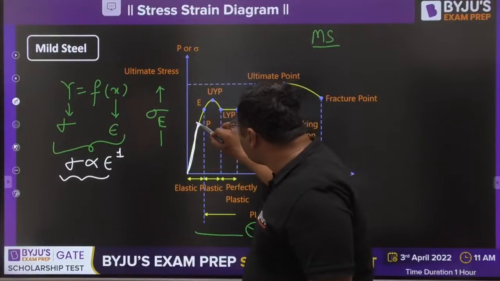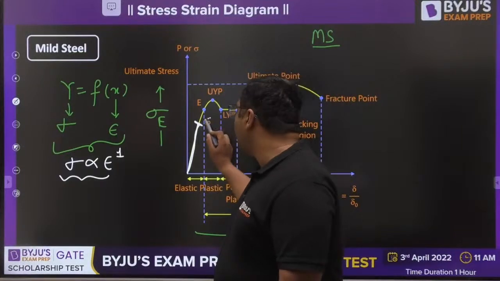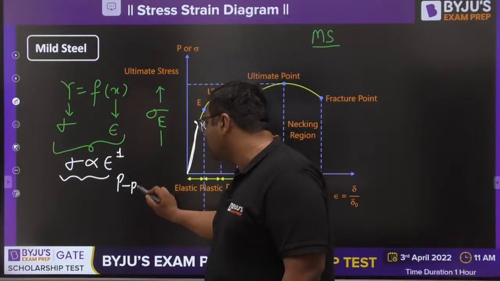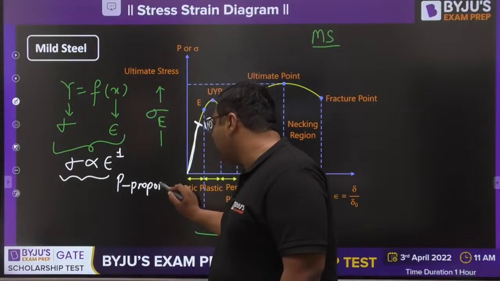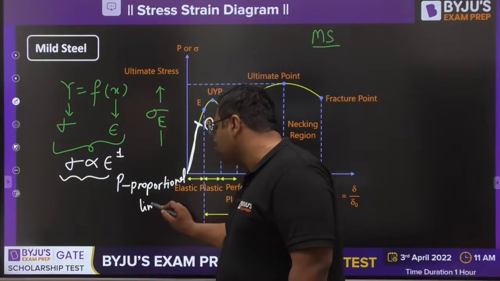The point up to which the material follows or obeys Hooke's law is given the name P, for proportional limit. So P is defined as the proportional limit. Proportional limit is a point up to which the material obeys Hooke's law. Okay, so this is said to be the proportional limit.